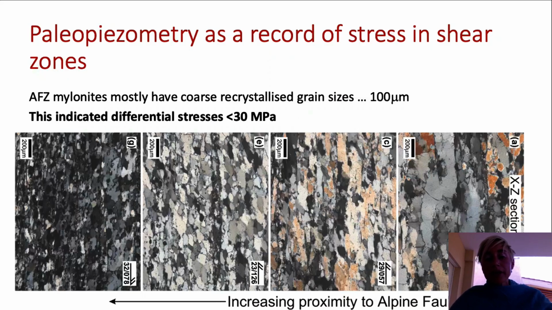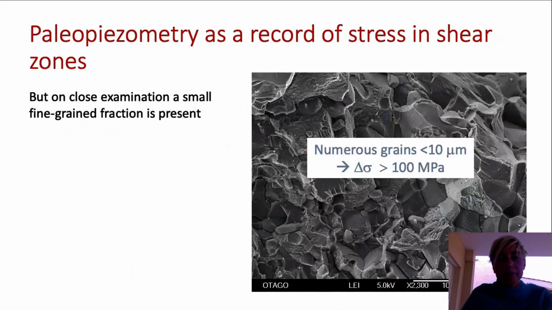But it always puzzled us because we thought that these rocks were progressively deforming as they were exhumed towards the surface. And we expected that they should pass through some sort of crustal strength peak around the brittle-ductile transition and develop smaller recrystallized grain sizes. When I look at these rocks in high resolution images, we do see that there are a small proportion of finer grains, less than 10 microns. And these would be representative of peak stresses of 100 megapascals or more, as you might expect around the brittle-ductile transition.